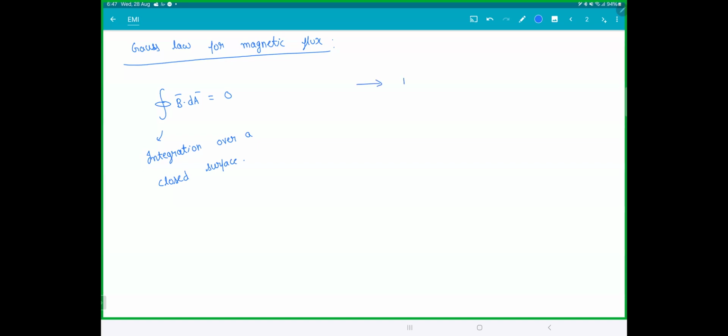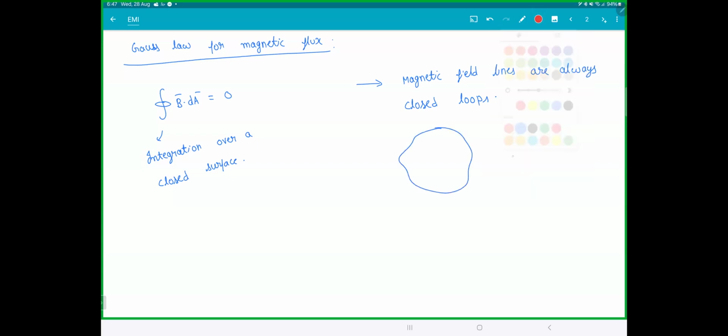Why? The reason: first thing, magnetic fields are always closed loops. So if you take some closed surface, for every line that enters, there will be one line which will leave, isn't it? The flux will always be 0. That is the easiest way to explain why the flux is always 0. Because there's a closed loop. The number of lines entering is equal to the number of lines leaving.